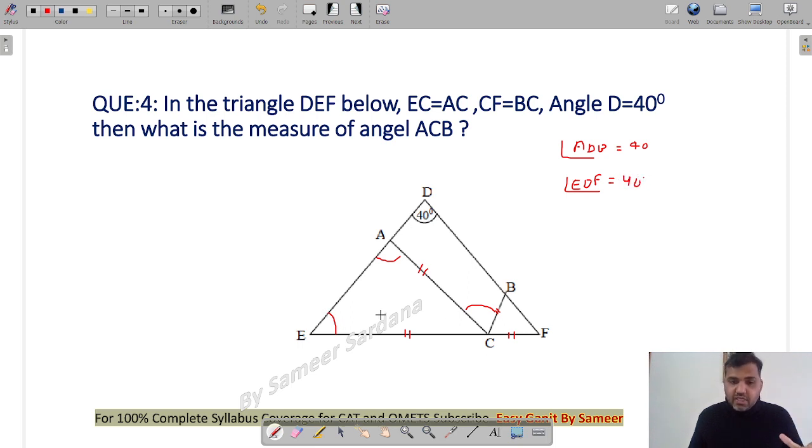So if this angle is 40 degrees, can I say the summation of these two blue angles, look at this, these two angles, will be equal to 140 degrees? The summation of these two angles will be equal to 140 degrees.